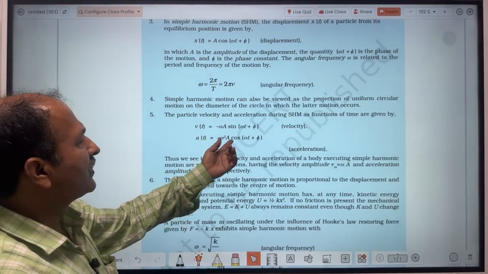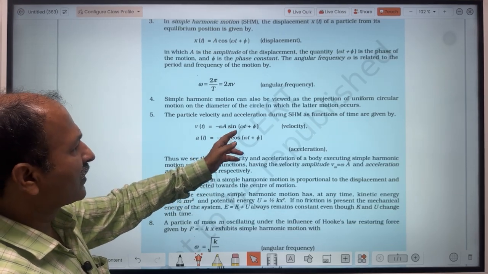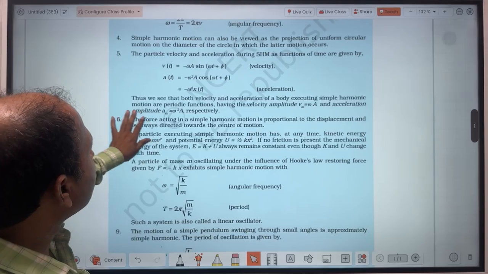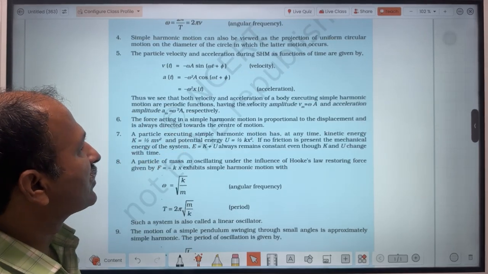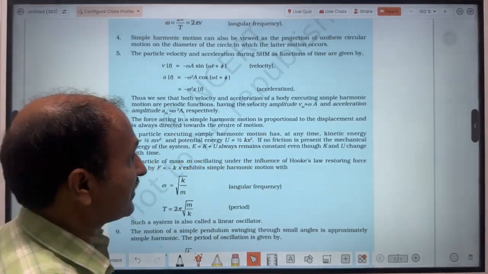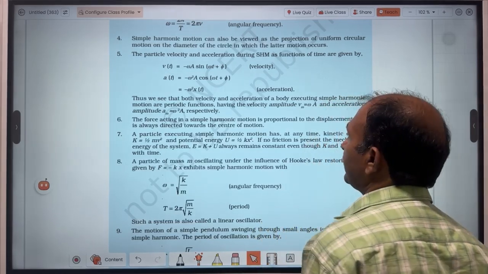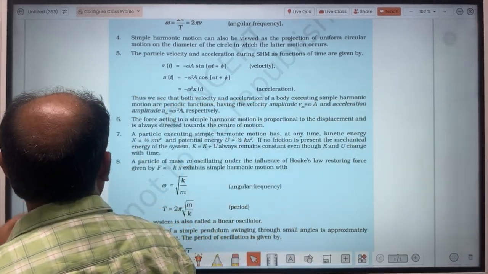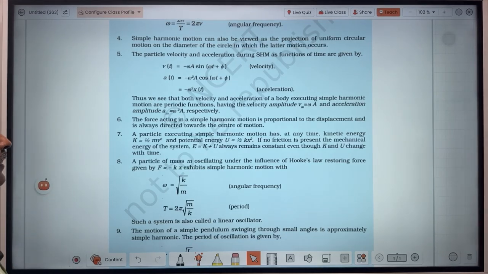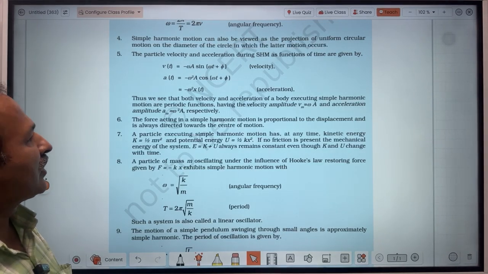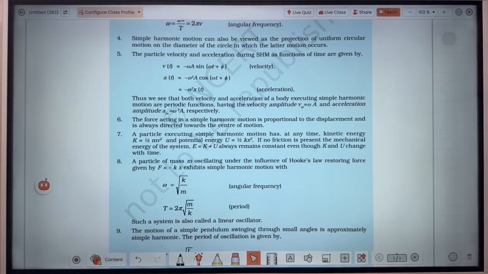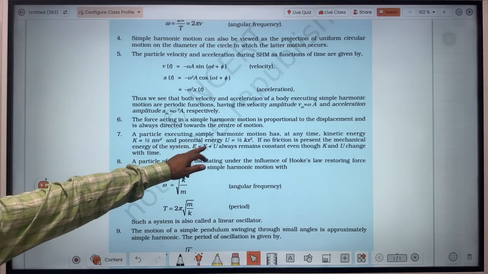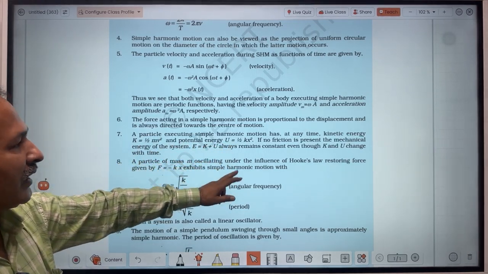Here, if you want to find out the maximum value, then this will become 1. Here, if you want to find out the maximum value, then again this will become 1. The force acting in a simple harmonic motion is proportional to the displacement. This is a necessary condition that you have to understand, and it is always directed towards the center of the motion. Now, a particle executing simple harmonic motion has at any time kinetic energy K equal to half m v square and potential energy U equal to half k x square.